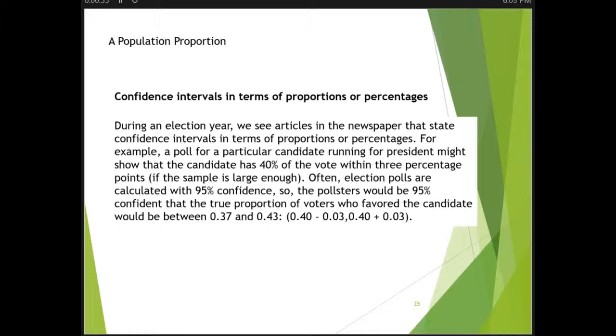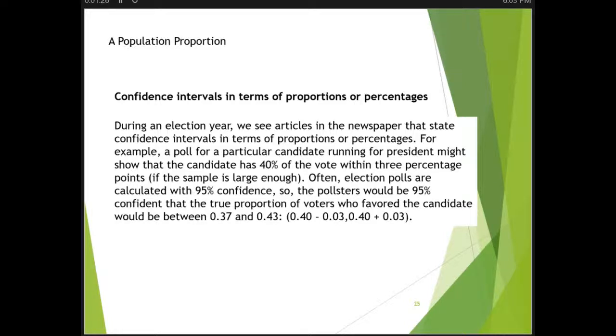Often the election polls are calculated with 95% confidence. So they'd be 95% confident that the true proportion of voters who favored the candidate would be between 0.37 and 0.43, or 37% and 43% of the vote. And it would be written or calculated, you can see here, as we did previously.